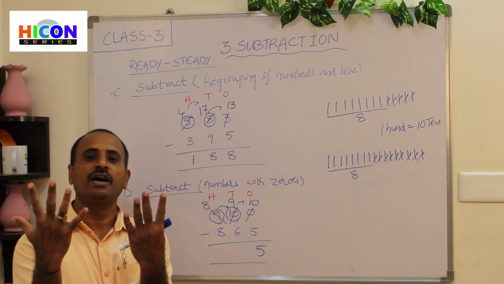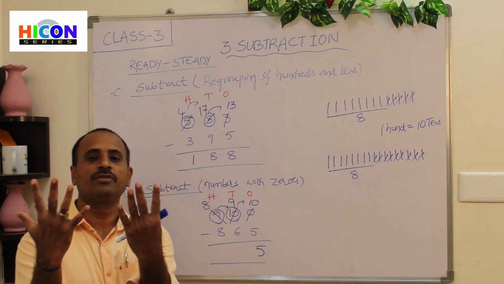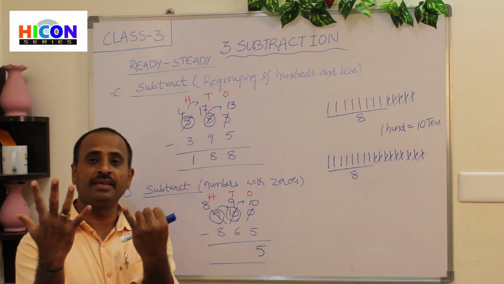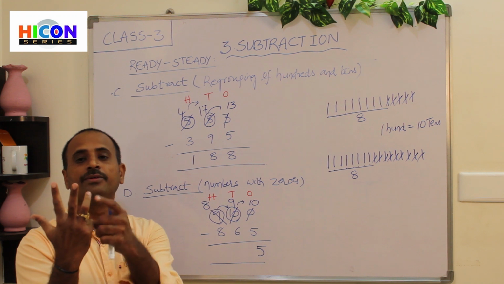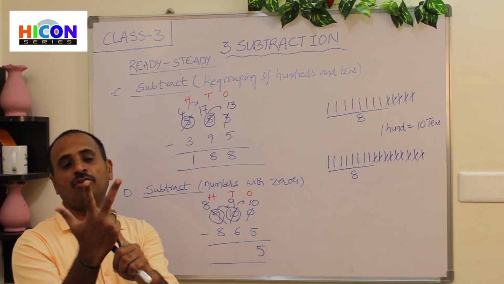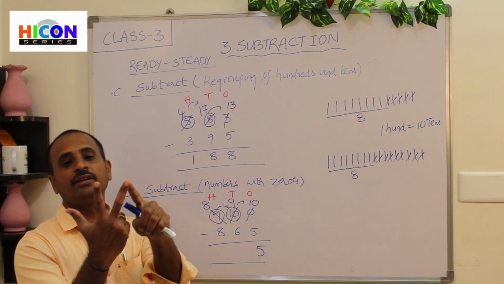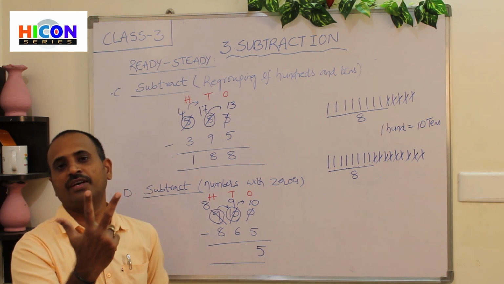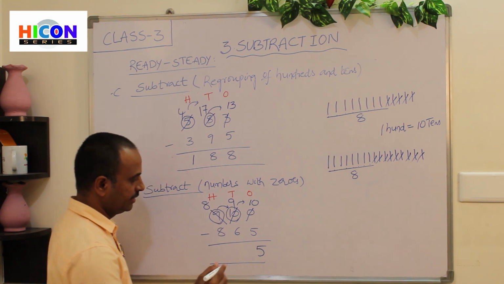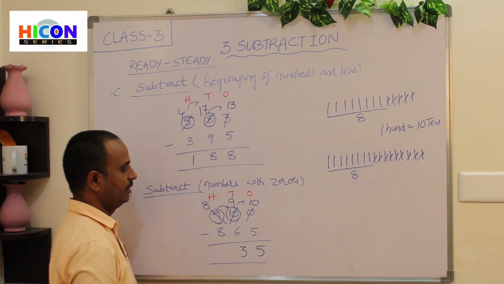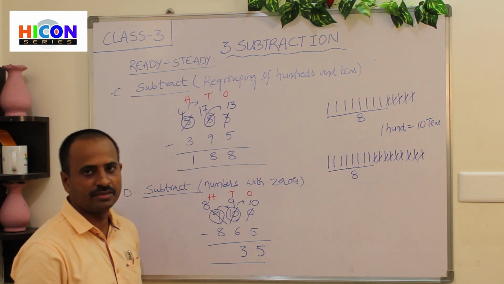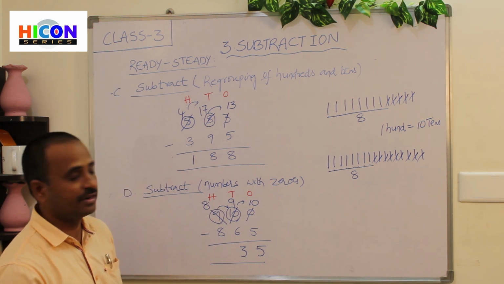So children, see, I am closing 6 fingers. 1, 2, 3, 4, 5, 6. So children, how many fingers are left there? 1, 2, 3. So 3 fingers are left there. So write 3 under tens place. So now go to hundreds place. What are the digits present under hundreds place?